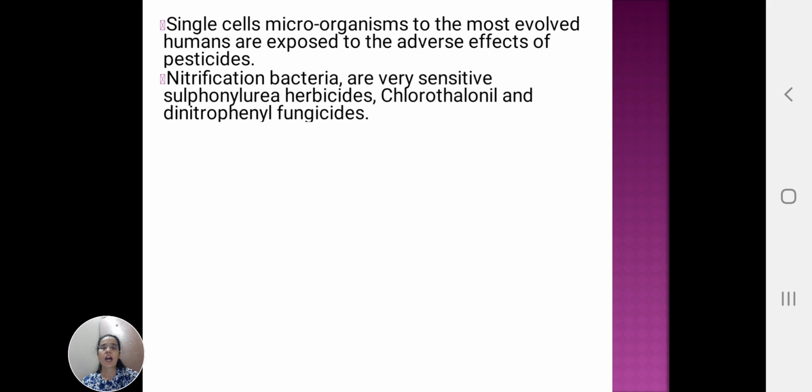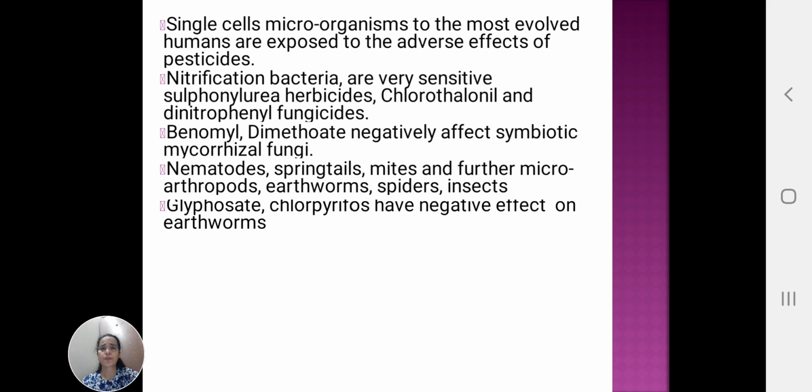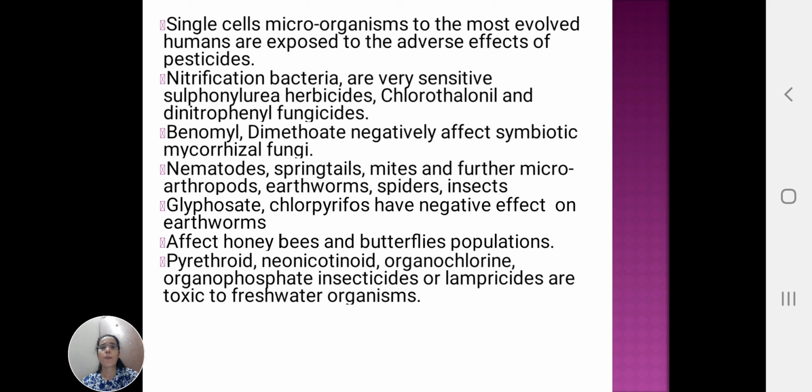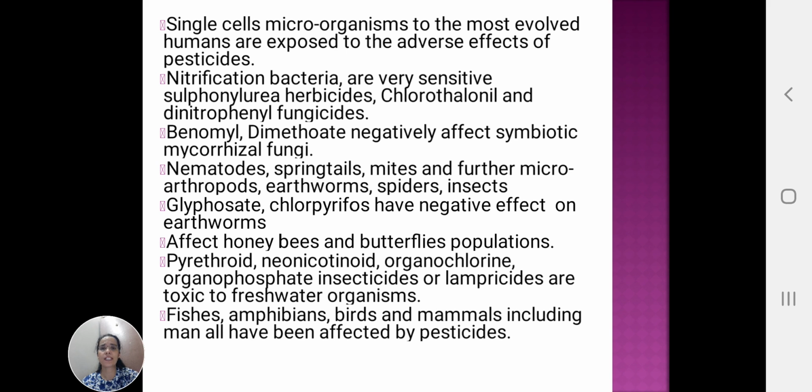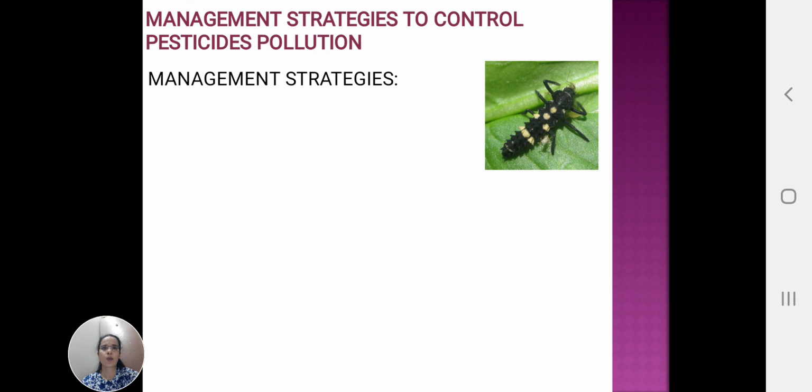Several organisms are affected by the pesticides, where we can see ranging from microorganisms, mycorrhizal fungi, nematodes, springtails, etc. Earthworms, honeybees and butterflies, etc. are affected by the pesticides. This has a harmful effect on some beneficial insects also. Fishes, amphibians, birds, mammals, including man, all have been affected by the pesticides. Thus, the adverse effects of pesticides are a great threat to our biodiversity.